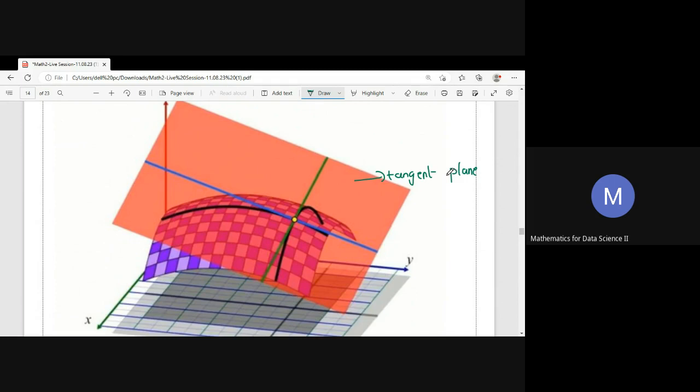By a plane, you already know it. For a plane, how many vectors do you need for defining the plane? Two vectors. So here they have two vectors, and they have considered a plane here.